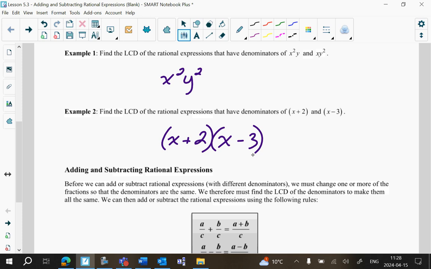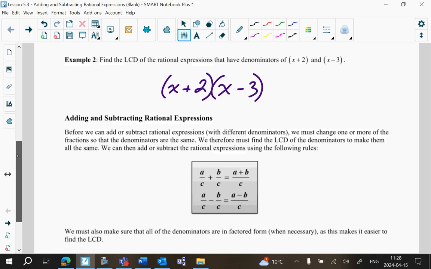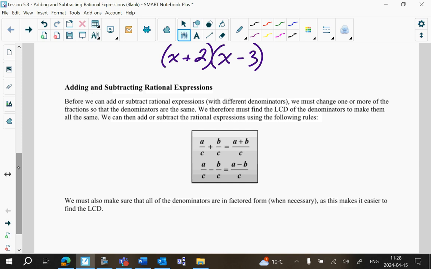So now that we have an idea of how to find the lowest common denominator that involve variables and that involve binomials like this, we can start looking at adding and subtracting these rational expressions. We're not going to worry about stating non-permissible values for these. We've already practiced that. We're going to focus on the adding and subtracting. So here, basically, these are the two rules for adding and subtracting. If you've got two fractions that have the same denominator, to add them together, you just add the numerators and put it over the same denominator. Same idea with subtraction.